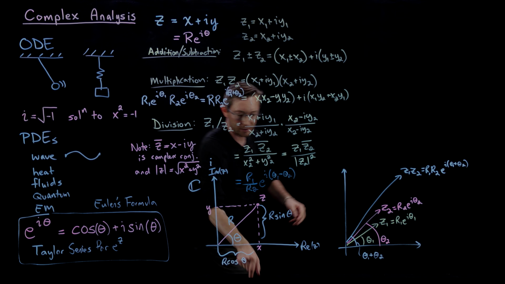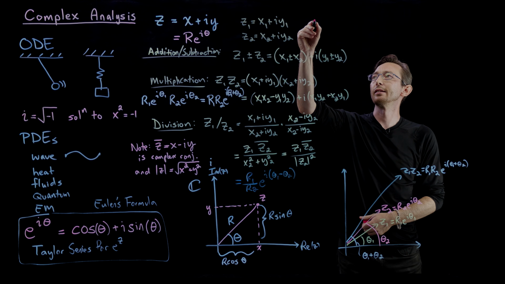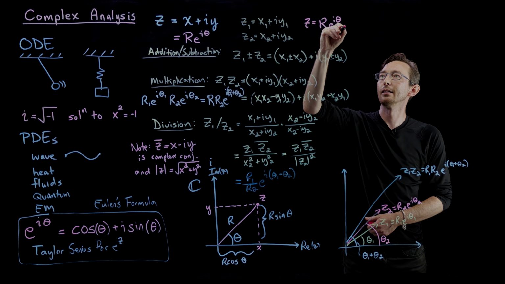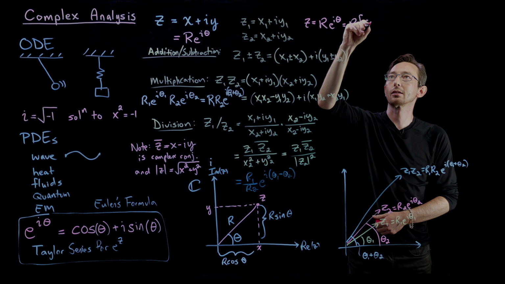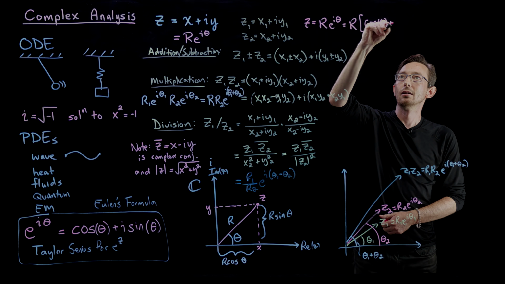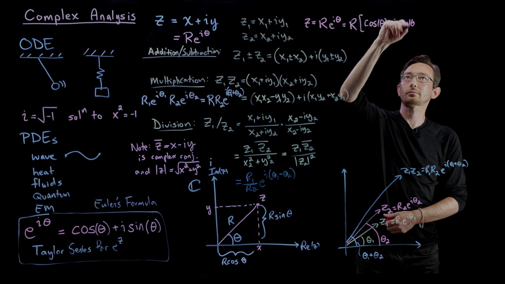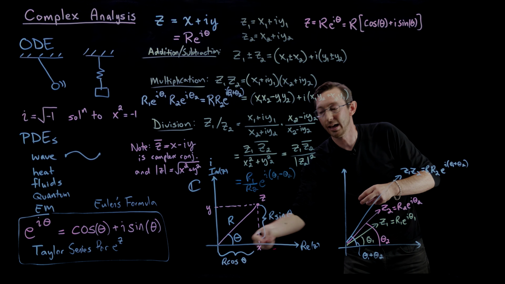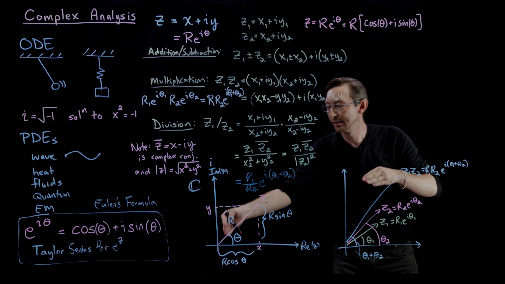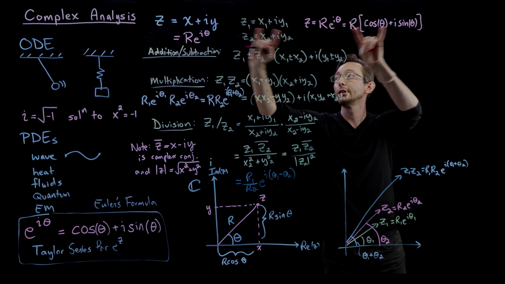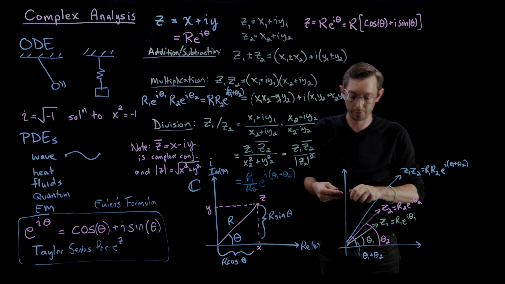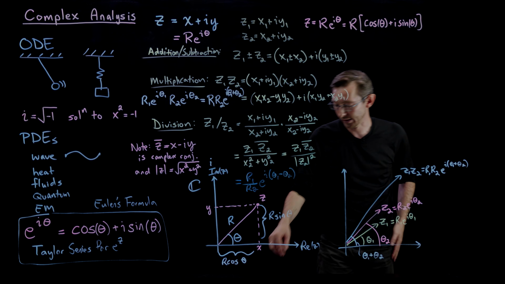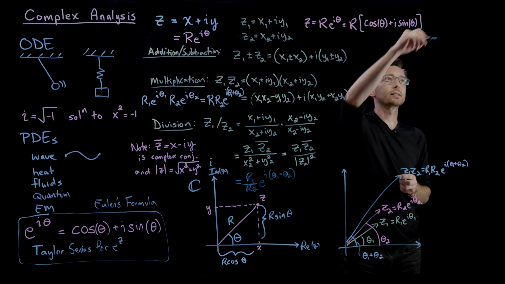Maybe I'll just write this out really explicitly, that this, z equals r e to the i theta, equals r times cosine theta plus i sine theta. And again, r cos theta is the real part x, and r sine theta is the imaginary part y. These are totally equivalent representations of this complex number.